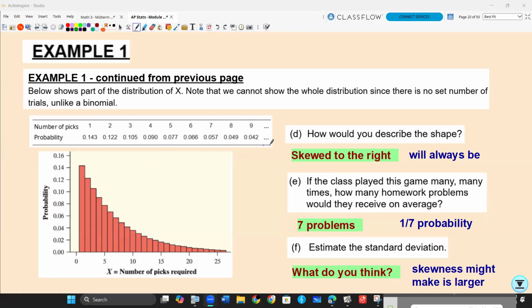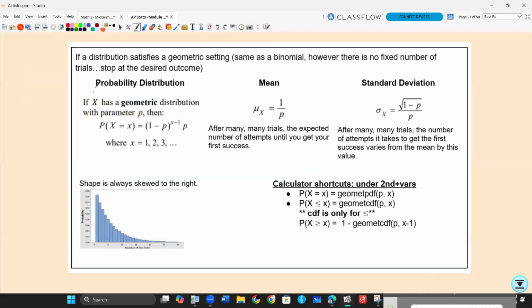We don't really have a way to use our calculator's stat menu to do that because these theoretically go on forever. So we have a formula, thank goodness. And so we're actually provided these in our formula sheet. We have the probability distribution. So the probability is really just going to be the complement to the one less than how many times you want it to get it right at. The mean is always just going to be 1 over p. So if it's a 1/7 probability, then the mean is going to be 7.